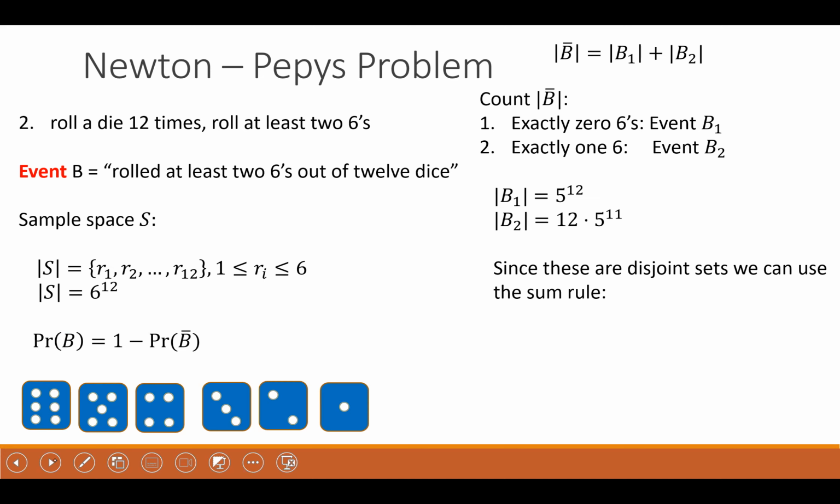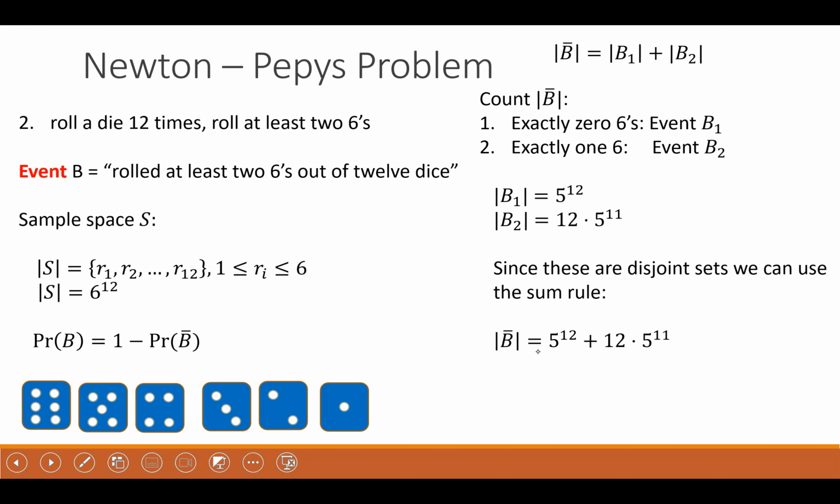Right? Because they're disjoint. How do I know they're disjoint? Well, each outcome is a roll of 12 dice. On the one set, one of those dice is a 6. In the other set, none of them are a 6. So there cannot possibly be two outcomes that these two sets have in common. So I can use the sum rule here to compute the size of B complement.